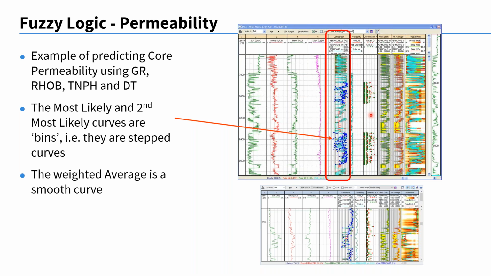What the closeness of fit does is it compares the result to the original curve that was used in the model. And then you can see the difference between the predicted curve and the core one. And this is the same data, but in a different scale.